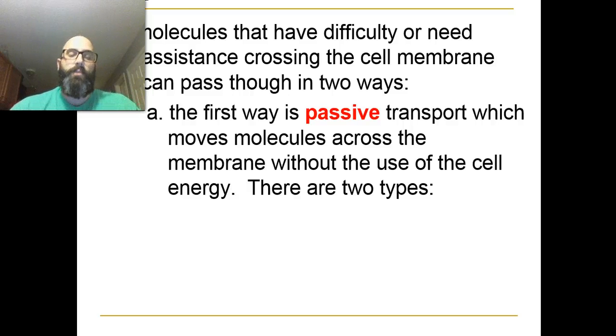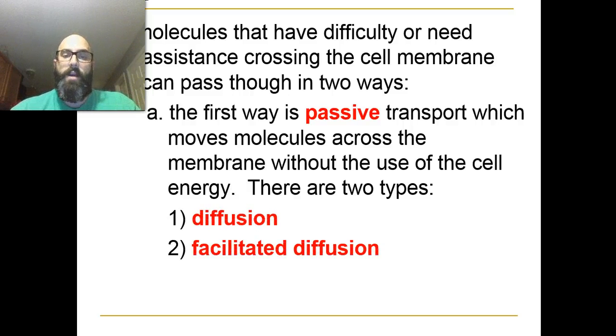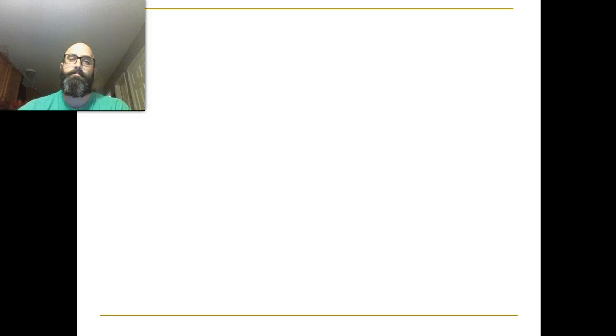There are two types that we're going to go over for passive transport. You have diffusion and facilitated diffusion. Diffusion has a very specific one for water, which is called osmosis, but we'll get into that in a second. Diffusion and facilitated diffusion. Facilitate means to assist or help. So facilitated diffusion is a passive transport, but it requires some help from something, without the use of cellular energy.